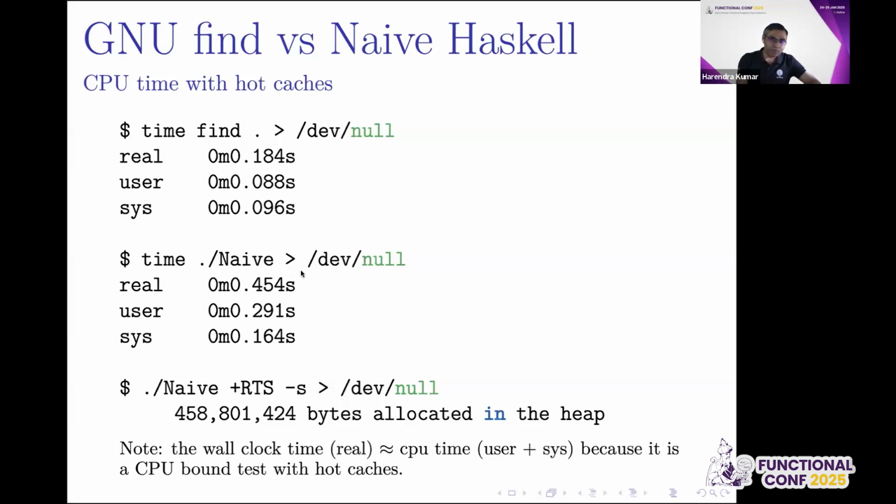So this is not bad for a very simple Haskell program, the first go. Now, if we measure the allocations that are happening, there are 458 MB allocations, almost half a GB, happening in this program while we are running this over this data set. Now we see wall clock time is equal to CPU time, which means this is a CPU bound test. Both are equal.